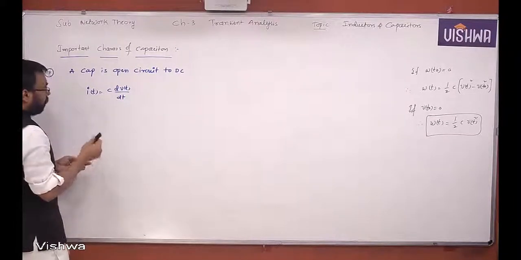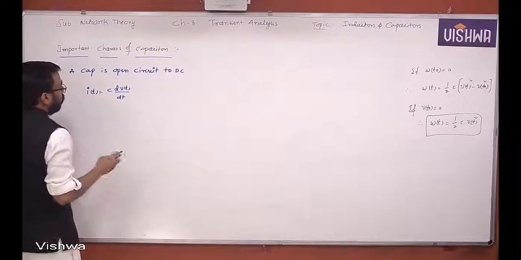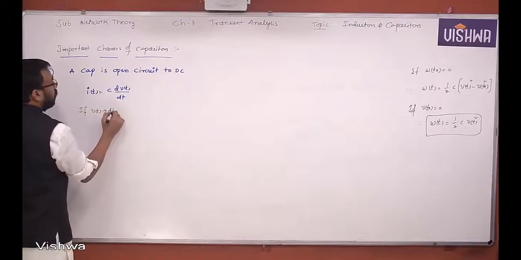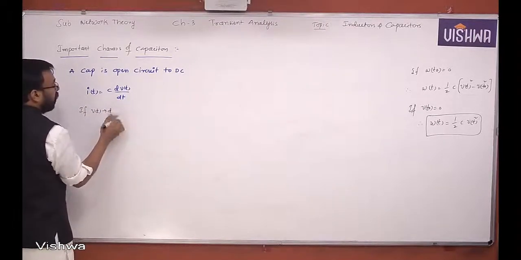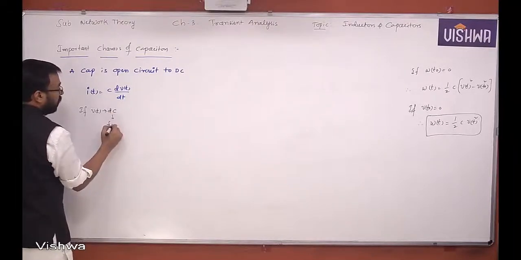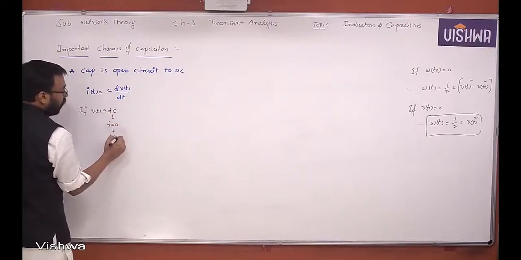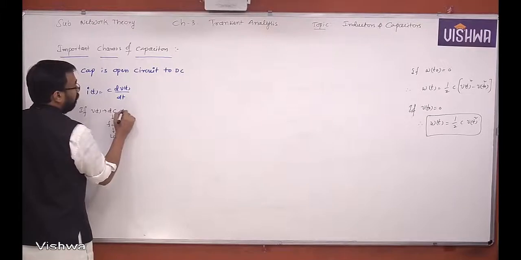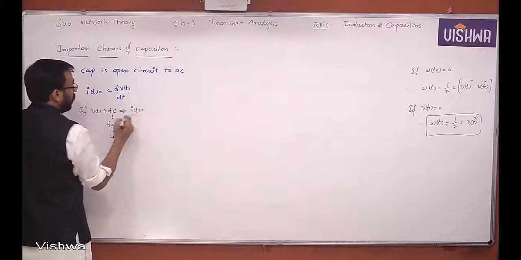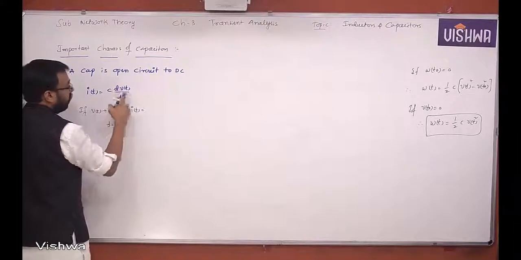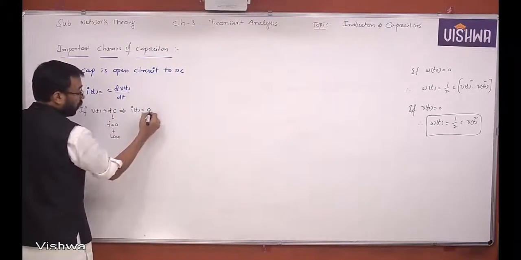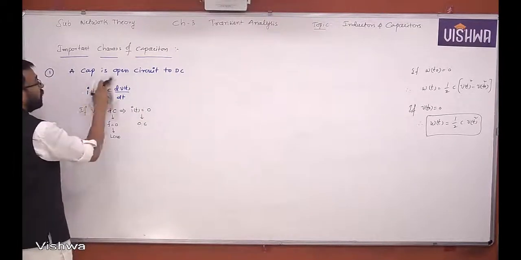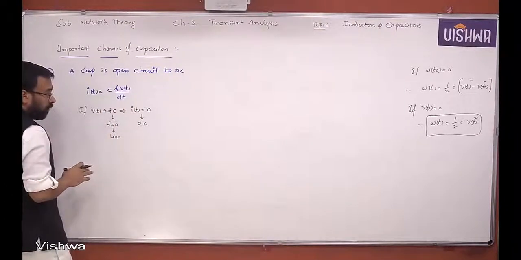Now, if V of t is DC, DC means what? What is the frequency? Zero. Zero frequency means low frequency. Then it implies I of t will become zero, because if it is DC, that means constant, the derivative will become zero. Current zero refers to what? It's nothing but open circuit. That is why a capacitor is open circuit to DC. Understand all of you, okay?